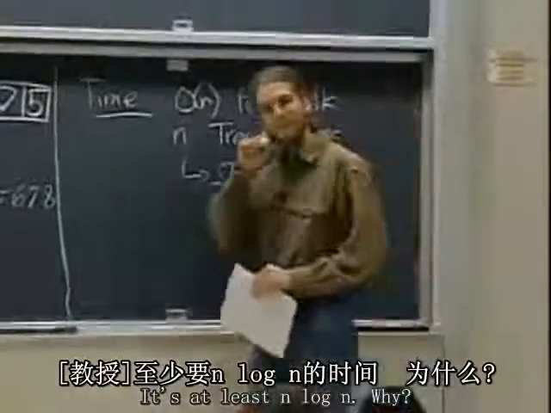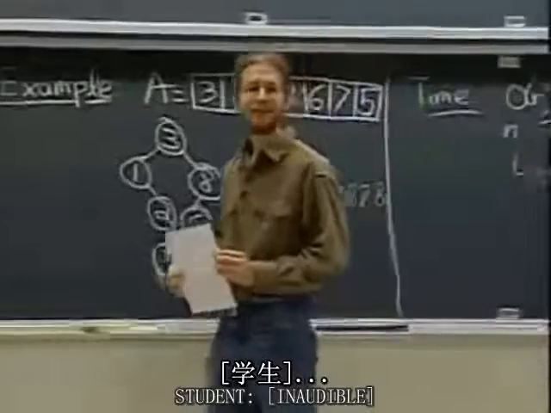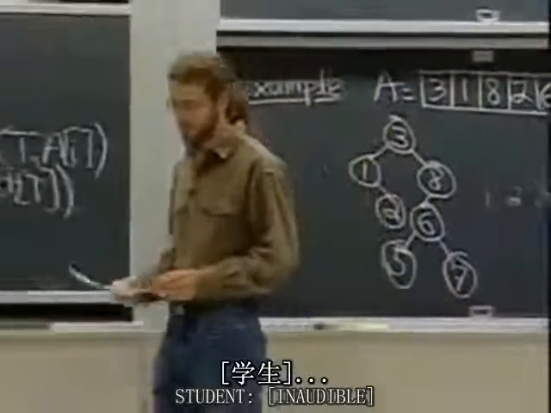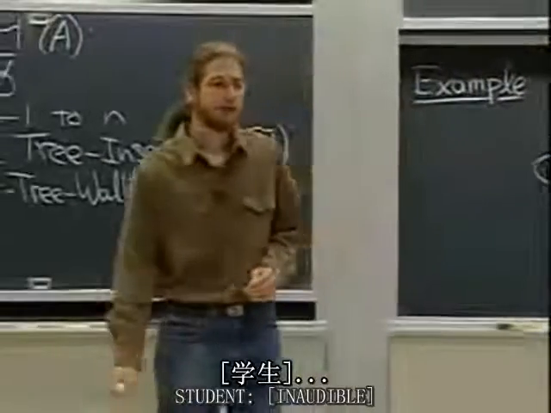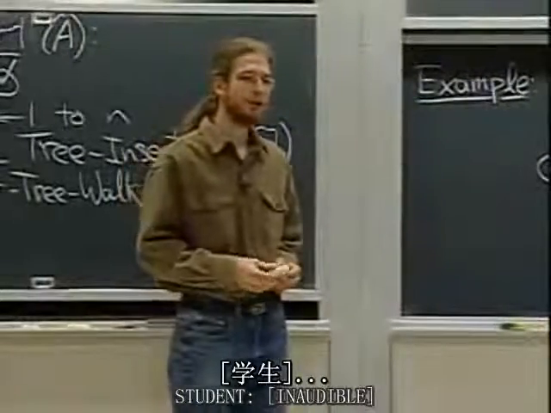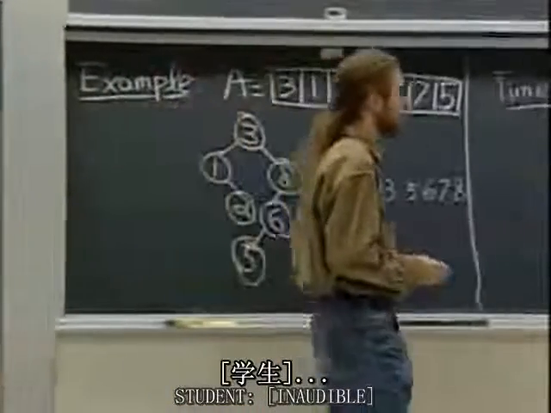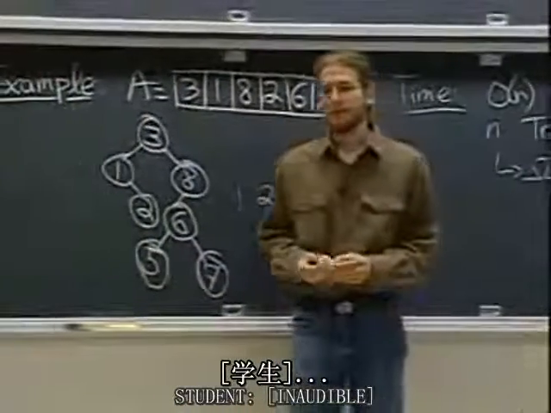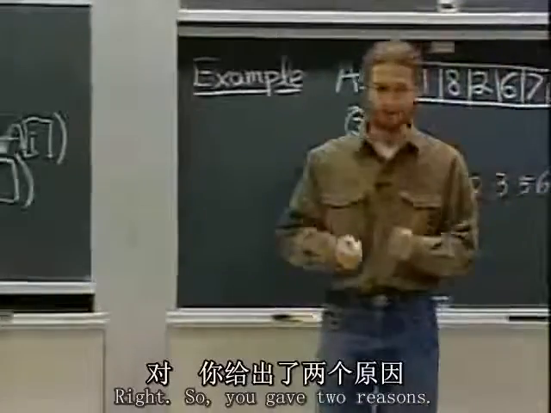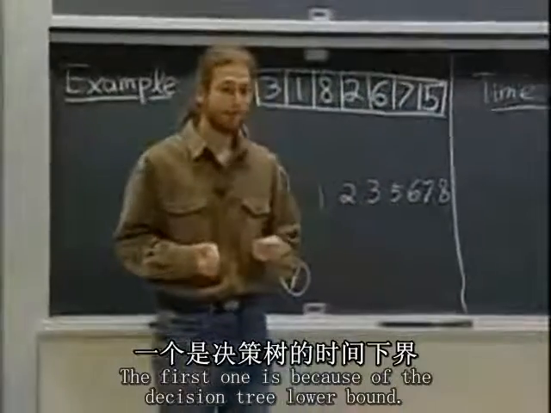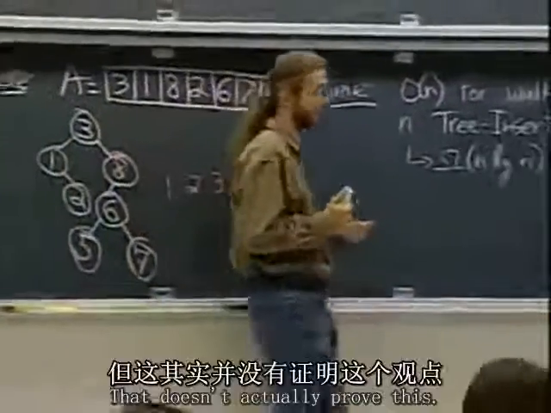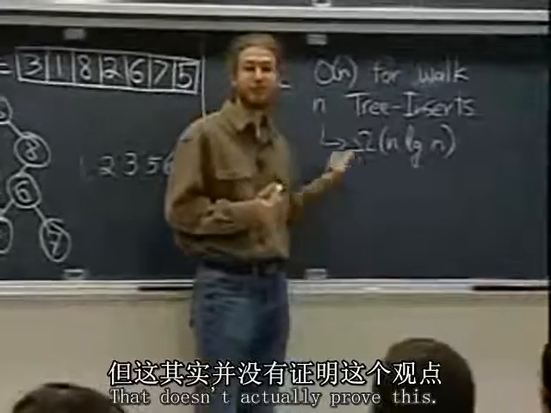Why? Well, because of the decision tree rule, but also because if each one is perfectly balanced, it's going to take roughly log n to find the spot, and you're going to have enough to do, but it could be worse than that. Right. So you gave two reasons. The first one is because of the decision tree lower bound. That doesn't actually prove this. We have to be a little bit careful.